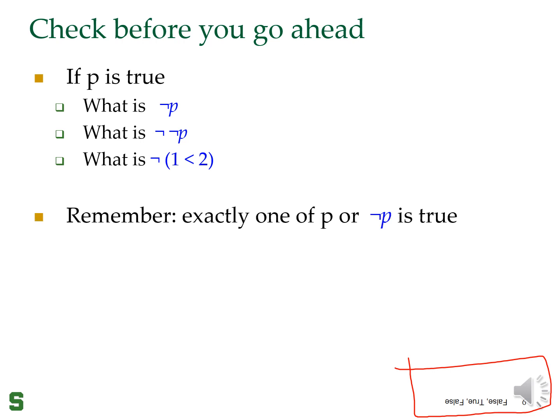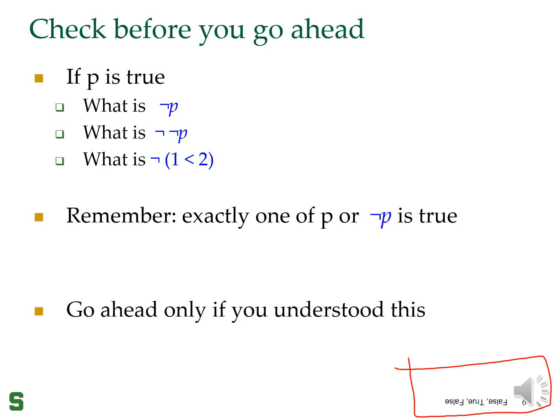One important thing, remember that either P or not P has to be true. Exactly one of them has to be true. Both of them cannot be true simultaneously. Both of them cannot be false simultaneously. Go ahead to the next operator only if you have understood this.